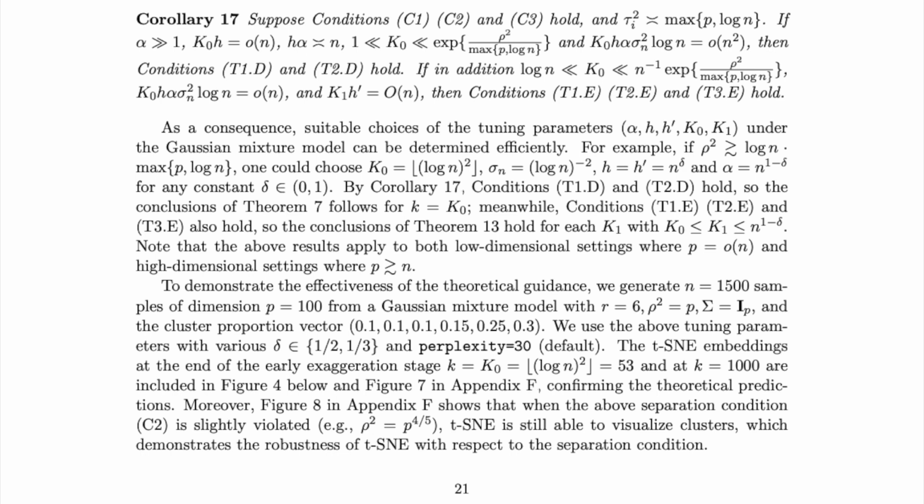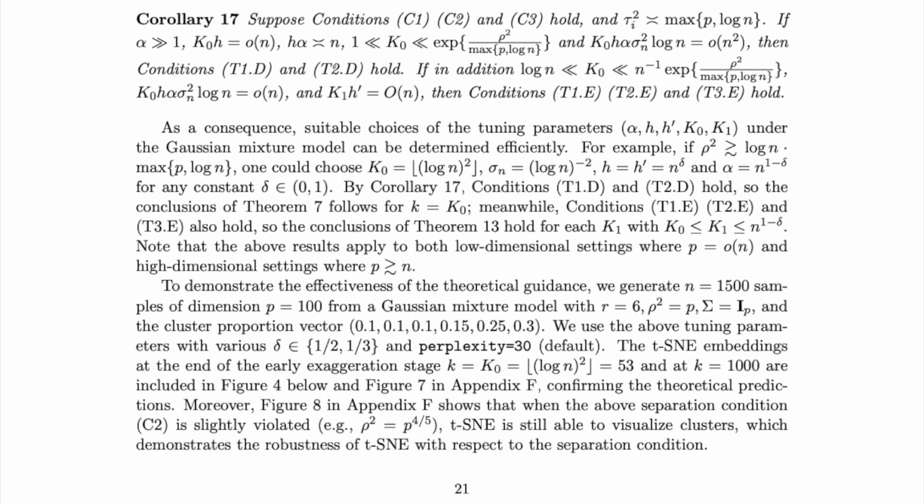Note that the above results apply to both low-dimensional settings where p = o(n) and high-dimensional settings where p ≫ n. To demonstrate the effectiveness of the theoretical guidance, we generate n = 1500 samples of dimension p = 100 from a Gaussian mixture model with R = 6, Σ = I_p, and the cluster proportion vector 0.1, 0.1, 0.15, 0.25, 0.3. We use the above tuning parameters with various θ, such as 1/2 and 1/3, and perplexity 30 by default. The t-SNE embeddings at the end of the early exaggeration stage, k = k₀ = log n, and at k = 1000 are included in Figure 4 below and Figure 7 in Appendix F, confirming the theoretical predictions.